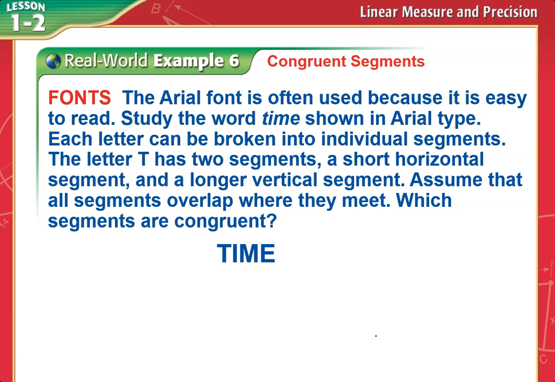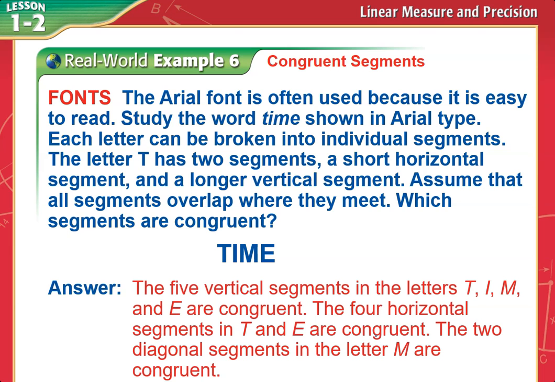The Arial font is often used because it's easy to read. Study the word TIME shown in the Arial type. Each letter can be broken down into individual segments. The letter T has two segments, a short horizontal segment and a longer vertical segment. Assume that all segments overlap where they meet. Which segments are congruent? The 5 vertical segments in the letters T, I, M, and E are congruent. The 4 horizontal segments in T and E are congruent. And the two diagonal segments in the letter M are congruent.